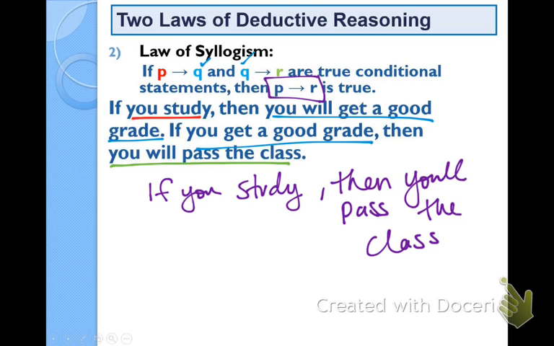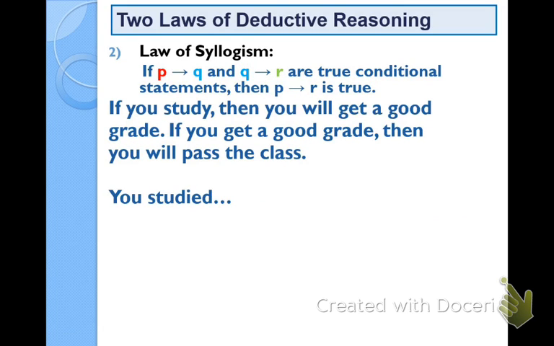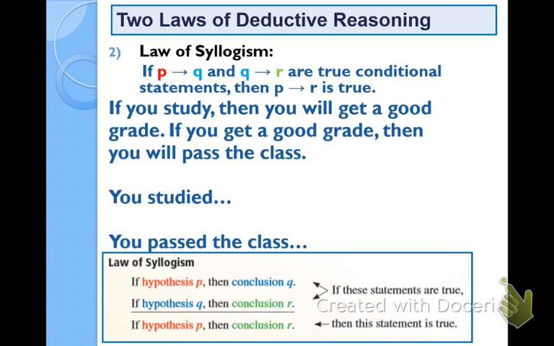Okay? I think I even had, like, you studied, what would our conclusion be? You studied, you passed the class, which we just did. You passed the class, technically you wouldn't have a conclusion to that, because that doesn't fulfill any of the hypothesis. That's like the ending note. All right, so here's just in picture form. If hypothesis P, then the conclusion Q. Then you'll see Q become a hypothesis, then conclusion R. Then you'll take the hypothesis and the conclusion that don't overlap, and you'll form a sentence. This is in your textbook if you would like that picture.